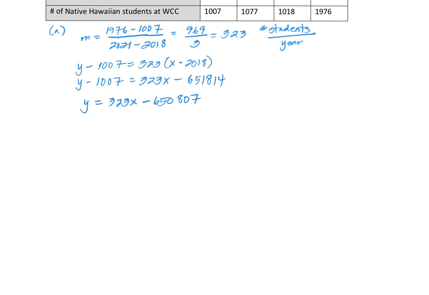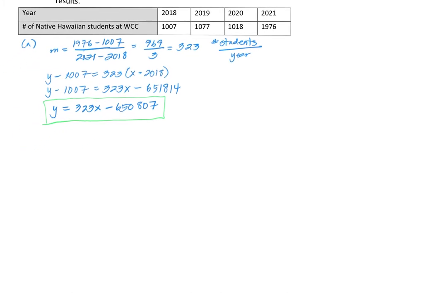This would be the equation in slope-intercept form. But let's go back and try this starting out with the slope-intercept. So remember, we found the slope. The slope was 323. So y is equal to 323x plus b.